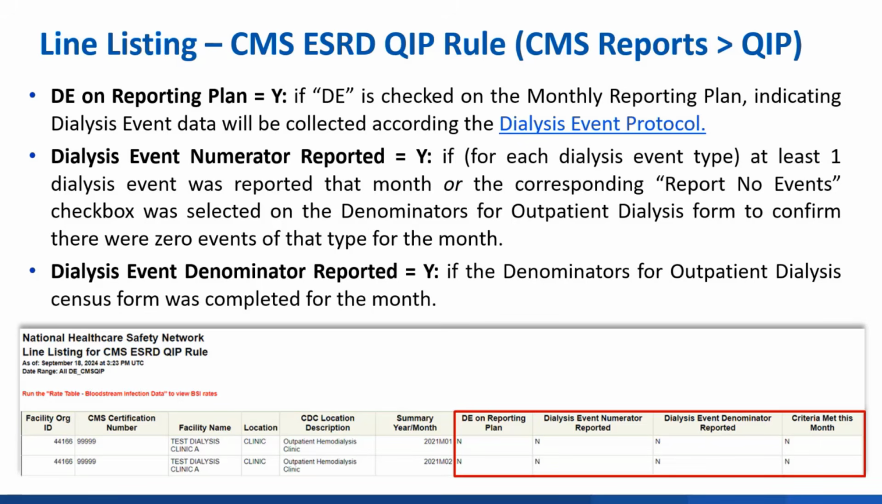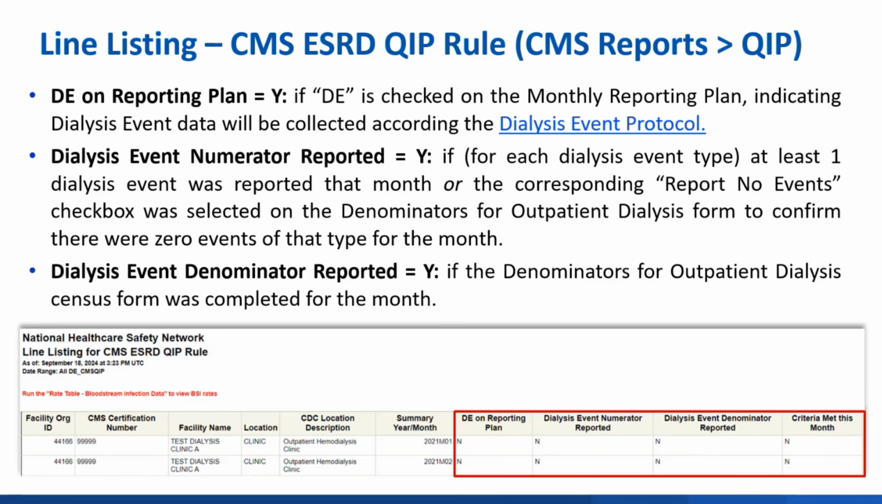So one great tool is line listings, and we have a variety of them. One is the CMS ESRD QIP rule line listing. So this gives you a lot of pertinent information about your data. First, DE on reporting plan equals Y should be what it says. If DE is checked on the monthly reporting plan, indicating dialysis event data will be collected according to the dialysis event protocol, then it will show yes for DE on reporting plan.